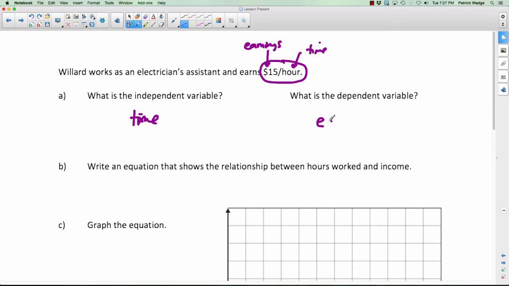Dependent is your earnings, because the amount of money that you earned is going to depend on how much time you worked. If you worked a little bit, you earned a little. If you worked a lot, you earned a lot.